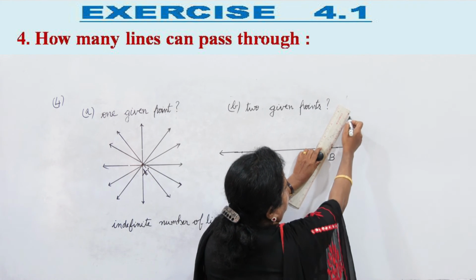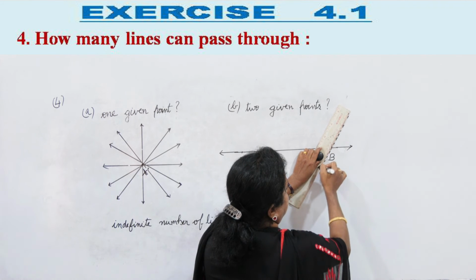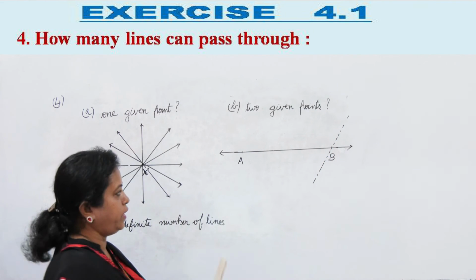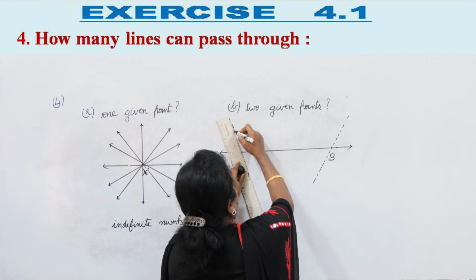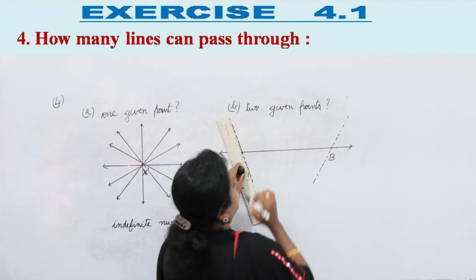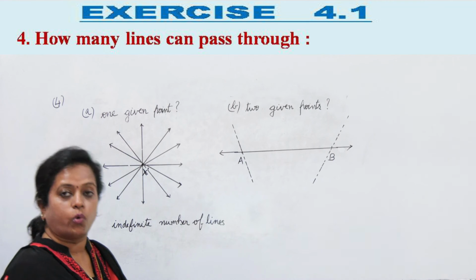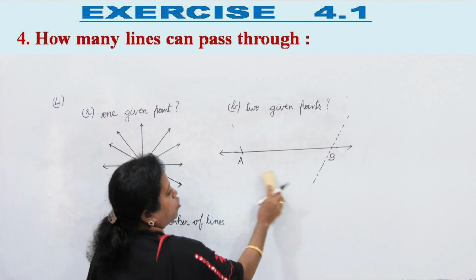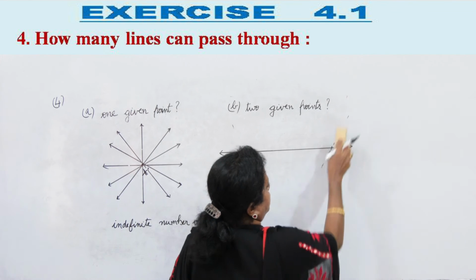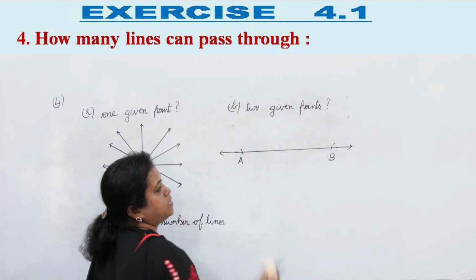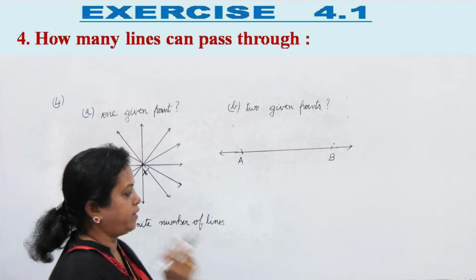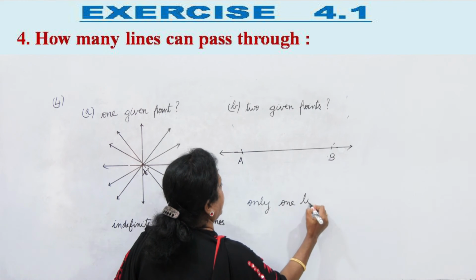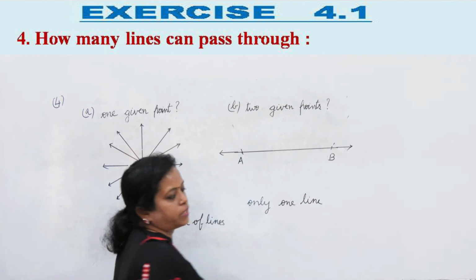If I draw a line through B, does it pass through A? No, it does not pass through A. Another line if I draw through A, does it pass through B? No, it does not pass through. So what do I understand? That through 2 given points, I can draw only one line. Remember, through 2 given points, I can draw only one line. Only one line can be made through 2 given points.